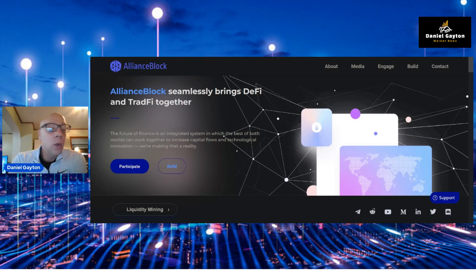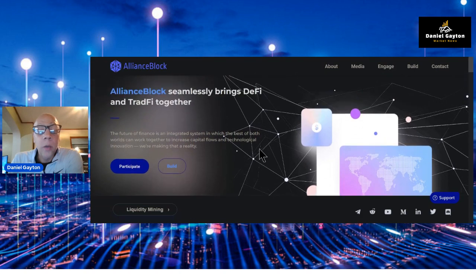I am going to review the Alliance blockchain coin today. I want to go through this. This is an ISO coin. It's working with some pretty big partners. We'll go through them in a minute.